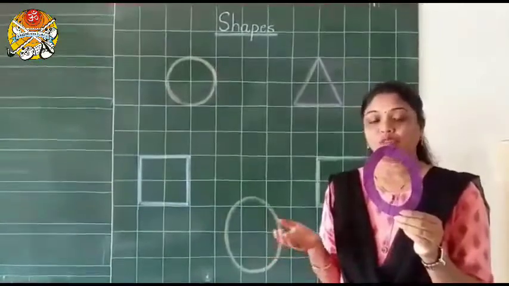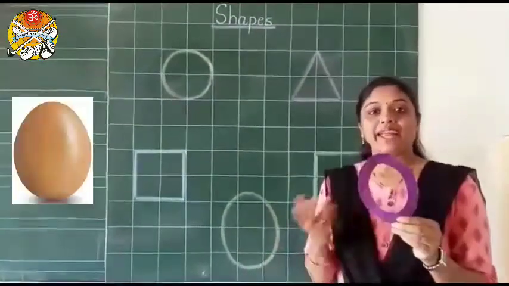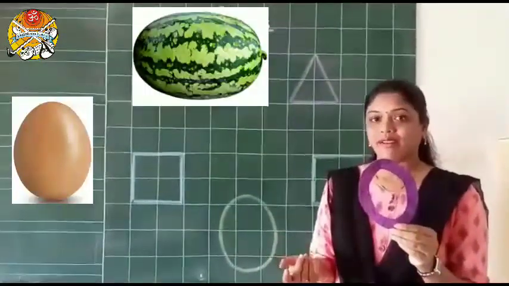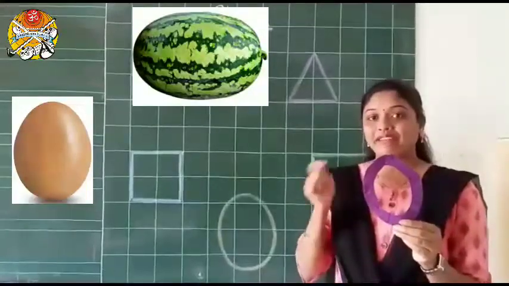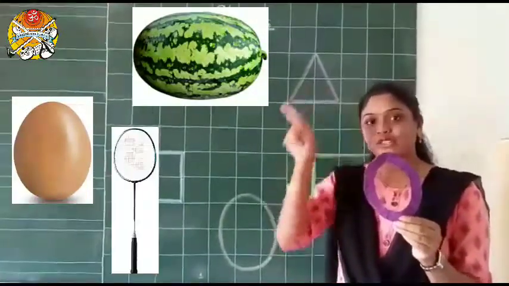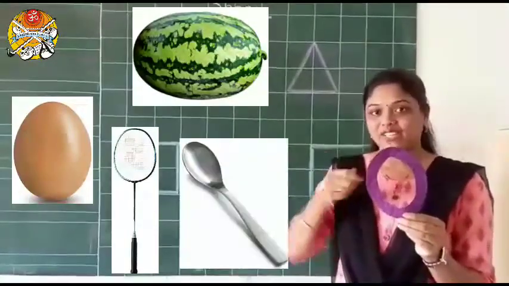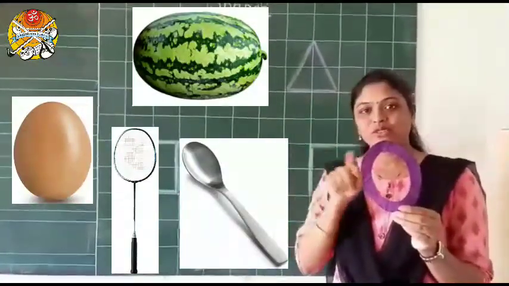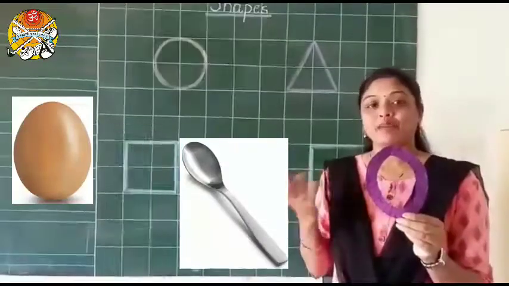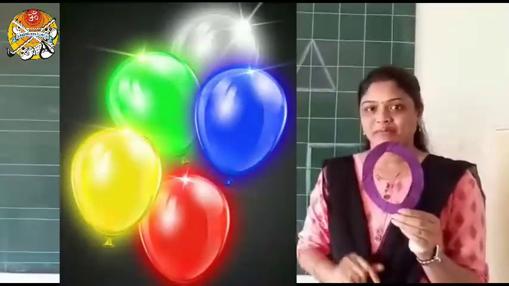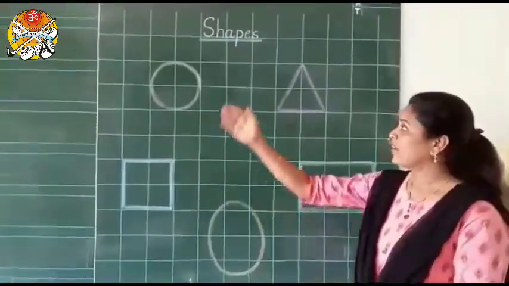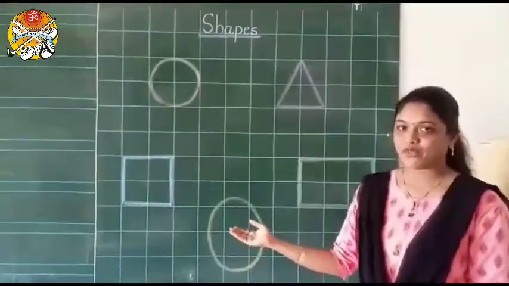The examples of oval shape are egg, watermelon, and children, we play with badminton. The racket also is in oval shape, and the food which we eat with spoon, the spoon is also in oval shape, and some balloons are also in oval shape. Children, we have learned few shapes today, right?